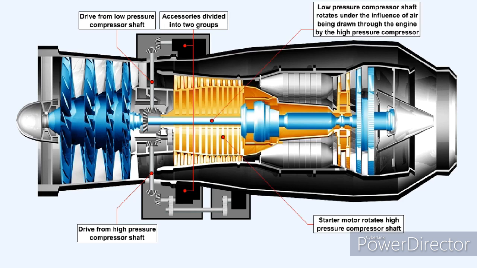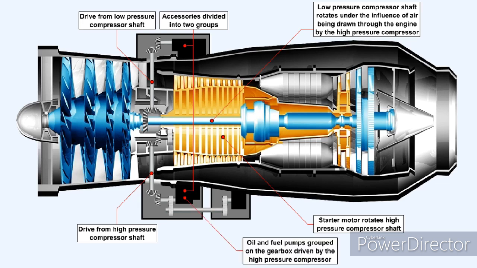During engine start, the starter motor, which is mounted on the accessory gearbox normally driven by the high-pressure compressor shaft, has reversed the normal drive situation. Instead of the gearbox being driven by the engine, the gearbox is now the driving force on the engine. The starter motor thus causes the high-pressure compressor shaft to rotate, and the low-pressure compressor shaft is rotated subsequently by air being drawn through the engine.